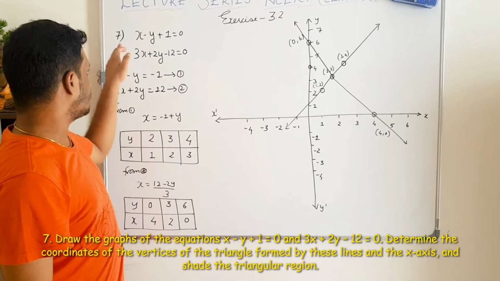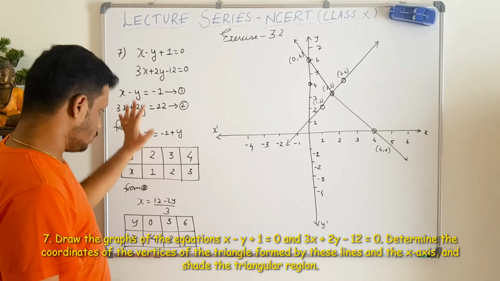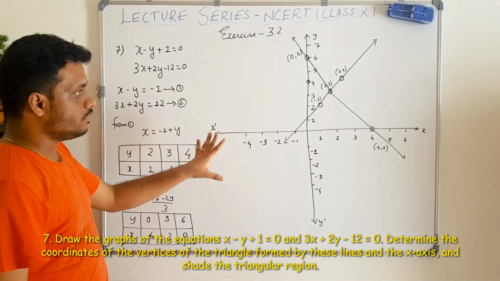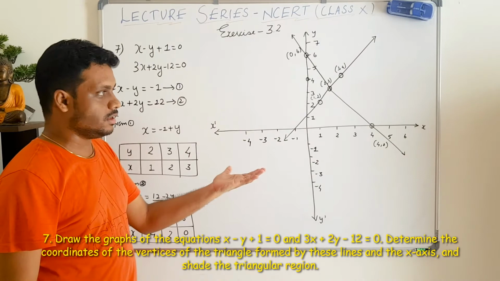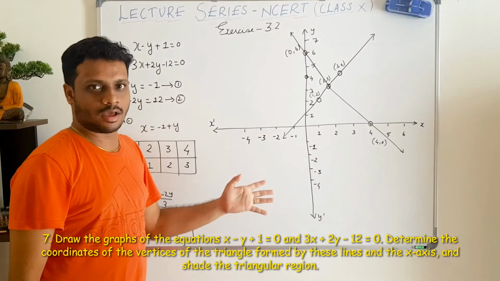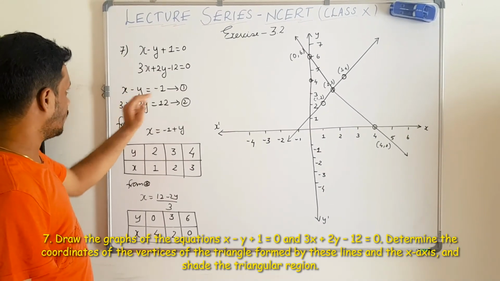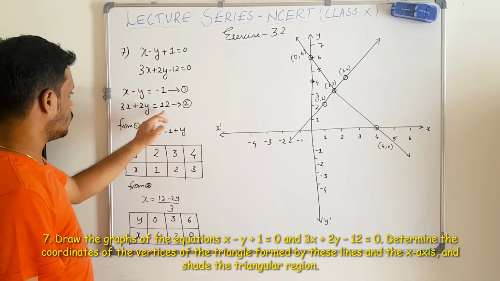The seventh and the last question of exercise 3.2. So here they have given two equations and they have asked you to solve it graphically. After solving it, you are supposed to obtain the triangle that you get in the graph and the vertices of the triangle. So first they have given the two equations, I have written them here, x minus y equal to minus 1, 3x plus 2y equal to 12.